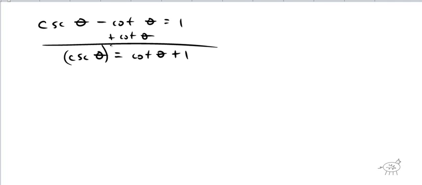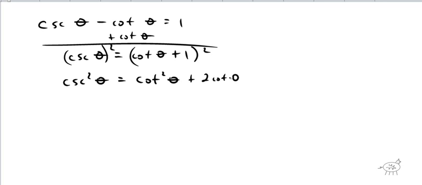Now if you square both sides, it actually is a little bit cleaner because I get cosecant squared of theta, and this one I get cotangent squared of theta plus 2 cotangent of theta plus 1. And now this is all in terms of cotangent on the right side, and of course you know our identity for cosecant squared of theta is cotangent squared of theta plus 1. Sweet! Sweet! Okay, so then we're going to write everything out here.